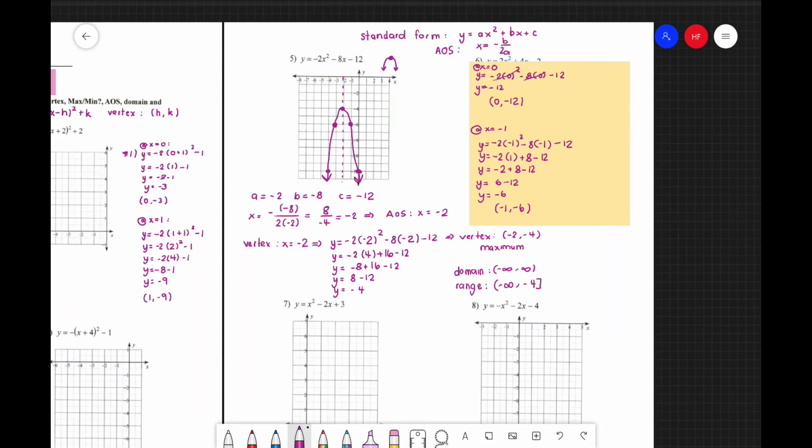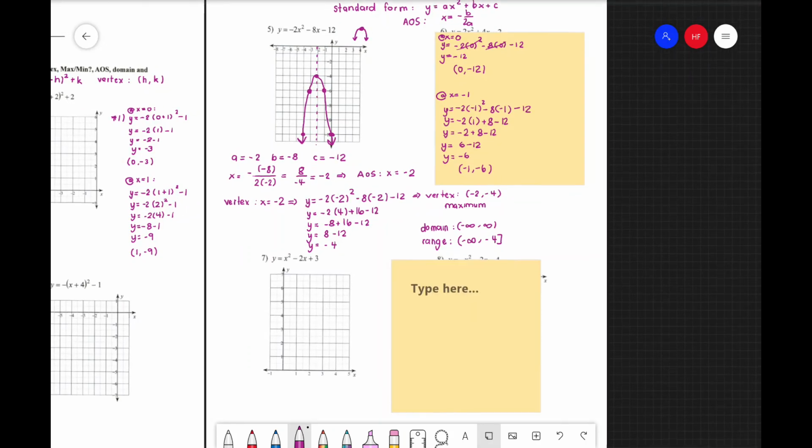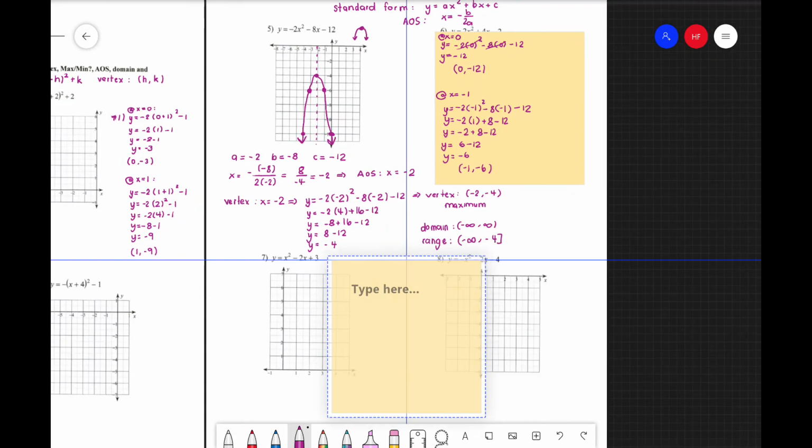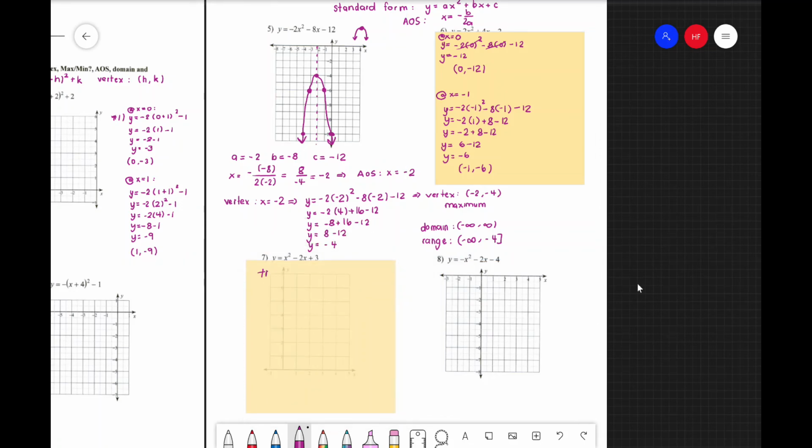And then I still need to list off the transformations that happen from the parent function to this function. So let's cover this graph. Transformations. So I see that it is facing down, and that's from that negative in the front. So one of my transformations is a reflection across the x-axis.